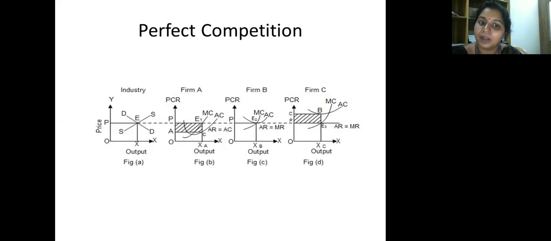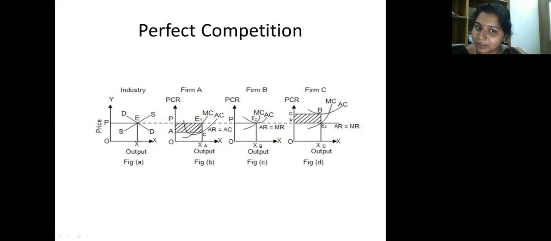So here in the first diagram it is a profit. Here AC is intersecting the AR curve, so it is normal profit. There is no gap between the AC and AR curve. And here the AC curve is above the AR curve. That means cost is higher than the revenue. Cost being higher than the revenue means definitely it is a loss for the firm.